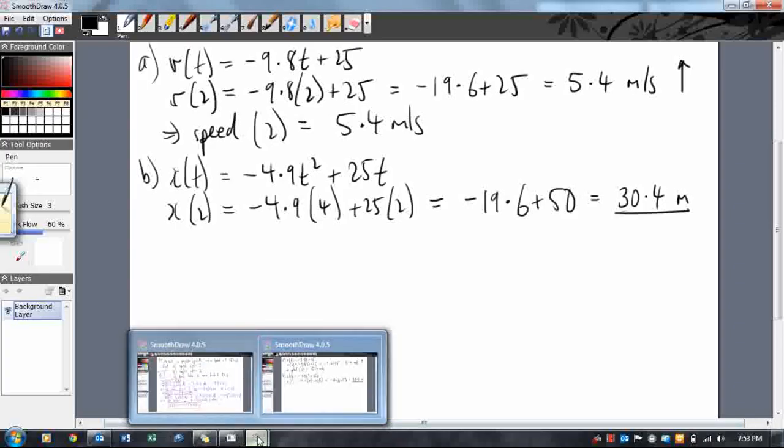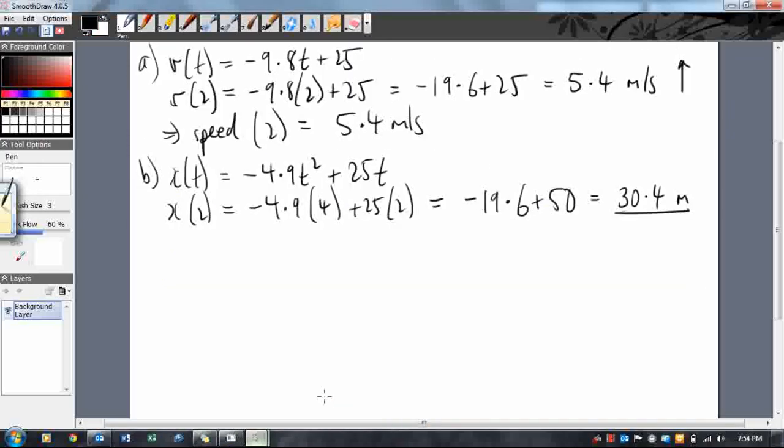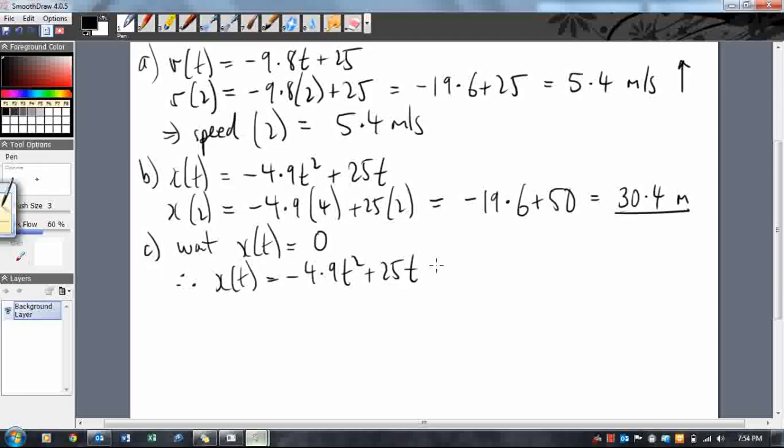Cool. Let's have a look at the last part, and then we're almost done. What's the time taken to come back to Earth? Let's have a think about that. What do we want here? We want x of t, the position, to be 0. So what we need to do is solve x of t equals negative 4.9t squared plus 25t when that's equal to 0.